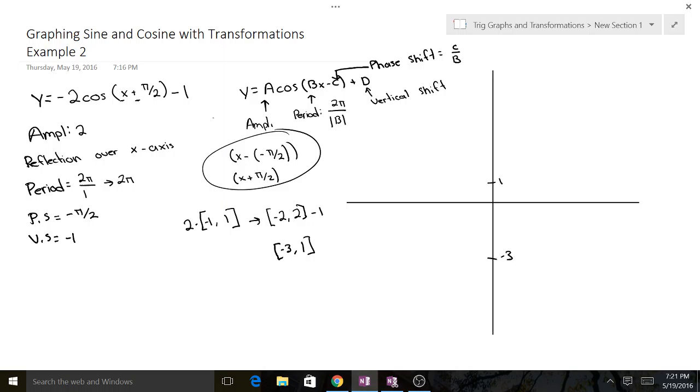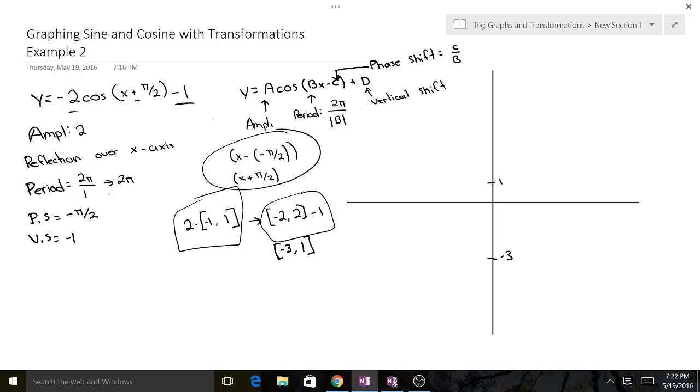Make sure you do it in that order. Make sure you do the amplitude times the starting points, which are -1 to 1, and then subtract the vertical shift from that answer. That's important because if we subtracted 1 first, we would be doing 2 times 0, and that would give us 0 all the way down to -2, which is not what we want. So be careful with that. Make sure to start with the amplitude and then do the vertical shift. So we're at -3 and then 1.